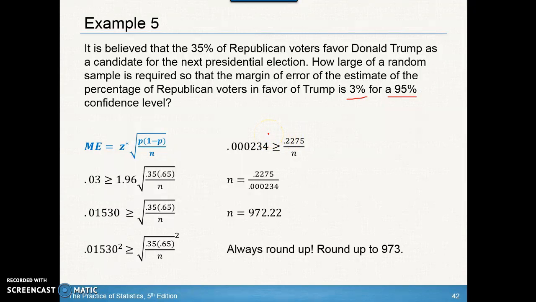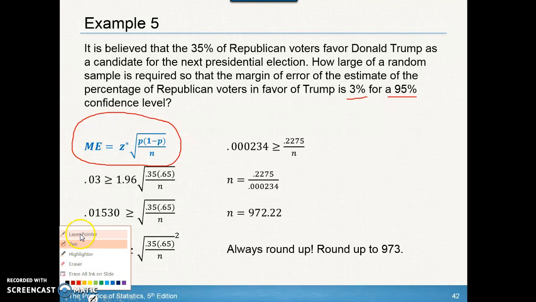So basically what they're giving you is the margin of error. Oftentimes statisticians start out with this. They say, okay, we know how much we want to be off by. What's our margin of error? How can we figure out how large a sample size we need to get that specific margin of error? In this case, you just have to remember your margin of error formula.